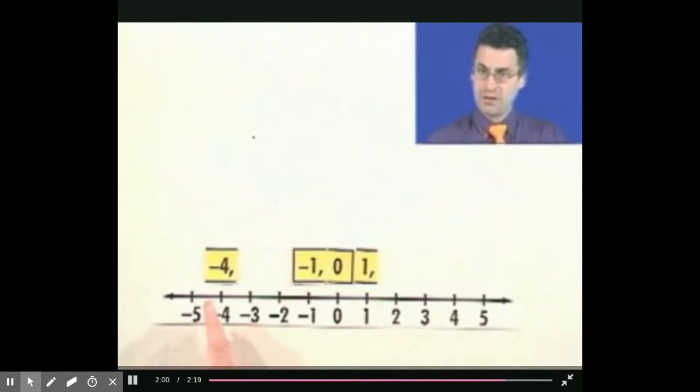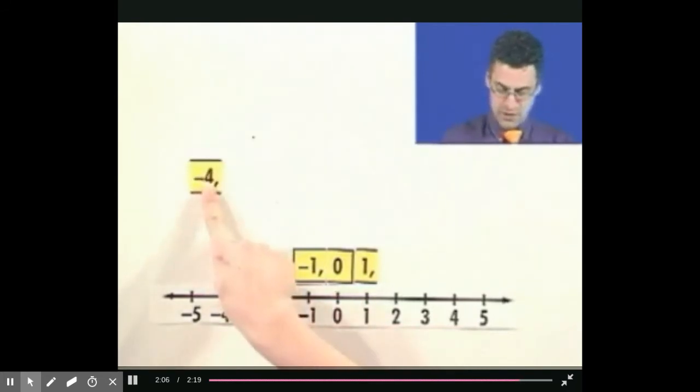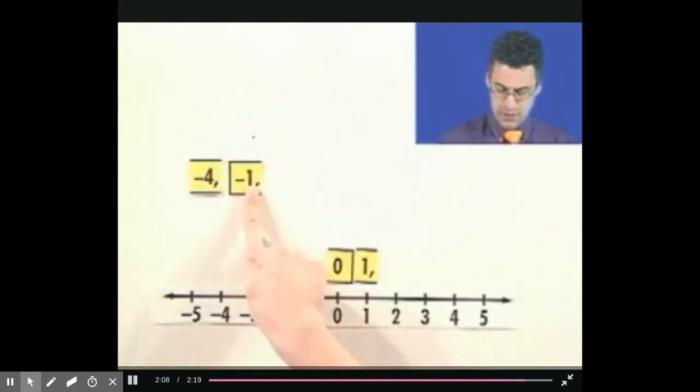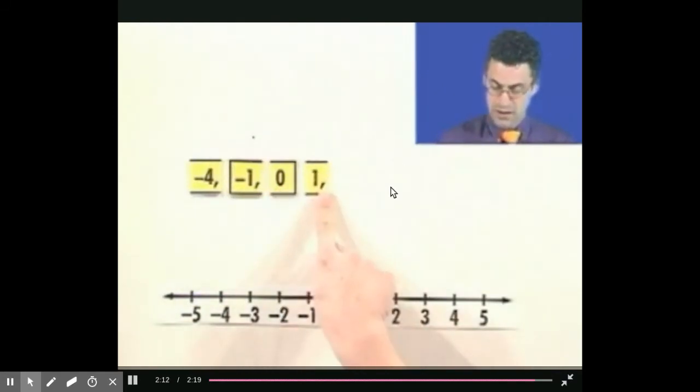Negative 4 is the smallest, moving from left to right. Then we get to negative 1. Then we get to 0, and then we get to 1. So the ordering from smallest to largest is negative 4, negative 1, 0, and finally 1 is the biggest. Very cool. That's the power of ordering using a number line.